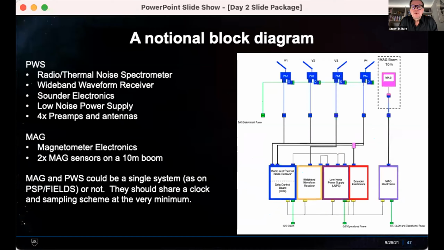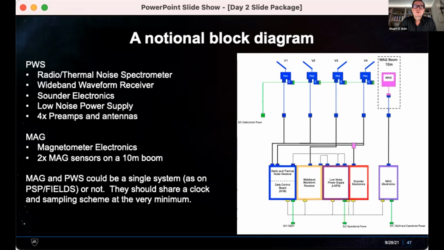So to do something like this, the PWS instrument would have to have a radio thermal noise spectrometer. We'd want a simple waveform receiver, I would argue, that can capture dust impacts and would allow us to have very high spectral resolution measurements of the thermal noise spectrum and plasma waves at boundaries, etc. A sounder would be an interesting addition, a very simple sounder that would ping one set of antennas and measure on another set of antennas, and would give you a density measurement all the time, essentially.